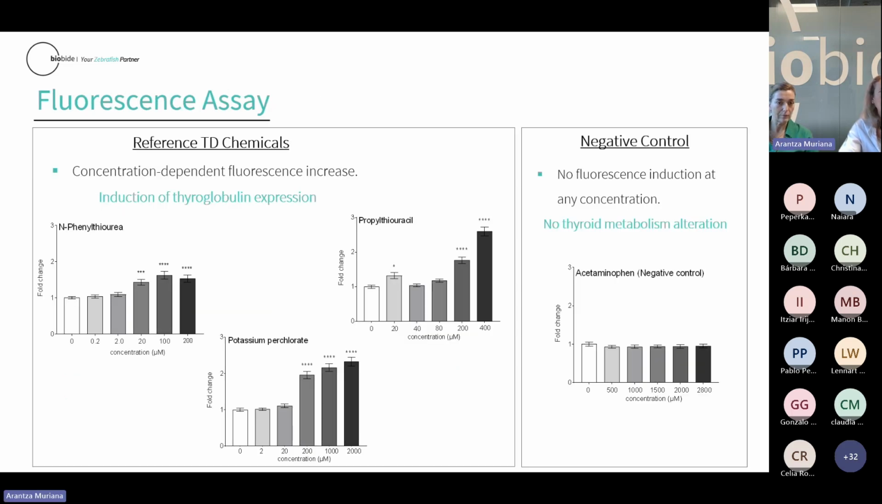Here we have the results for the reference thyroid disruptor chemicals, and you can see that for N-phenylthiourea, propylthiouracil, and potassium perchlorate, we detect significant differences, increases at the highest tested concentrations for the 3 compounds. So an induction of the thyroglobulin was detected. And for the negative control, we didn't observe induction of the fluorescence in these embryos. So we could say that no thyroid metabolism alteration was observed in the embryos exposed to acetaminophen.